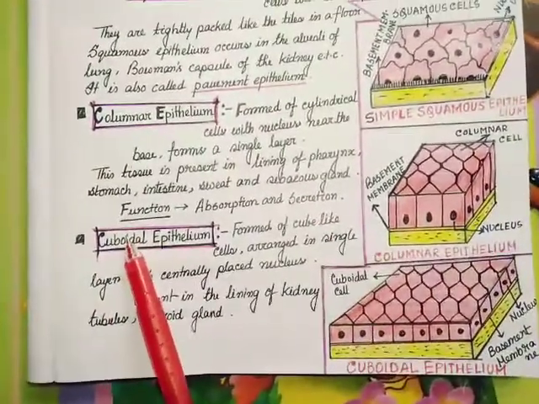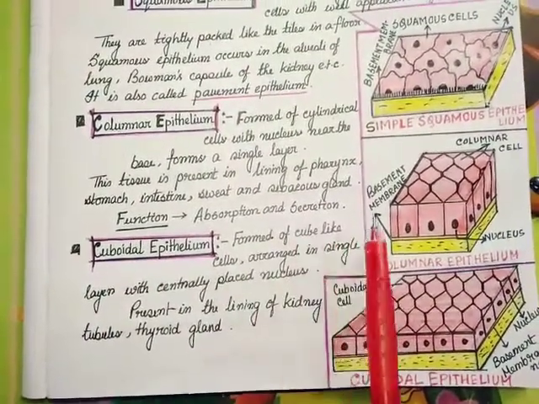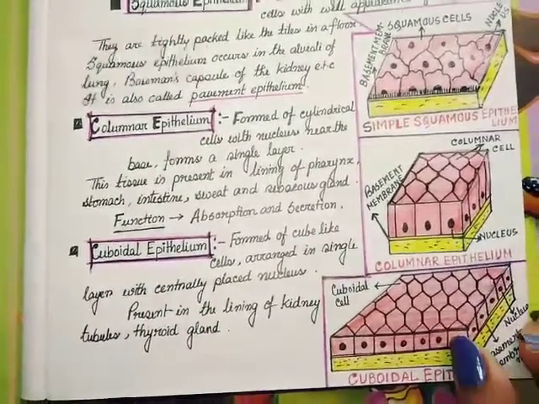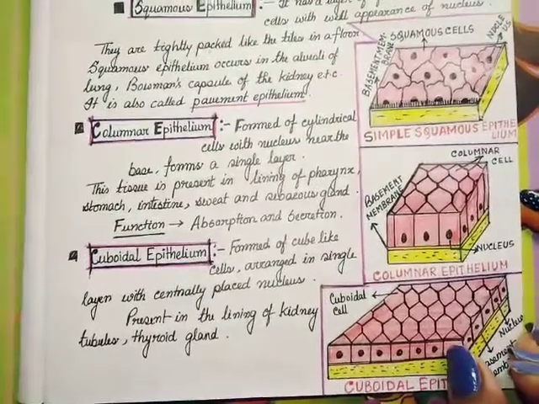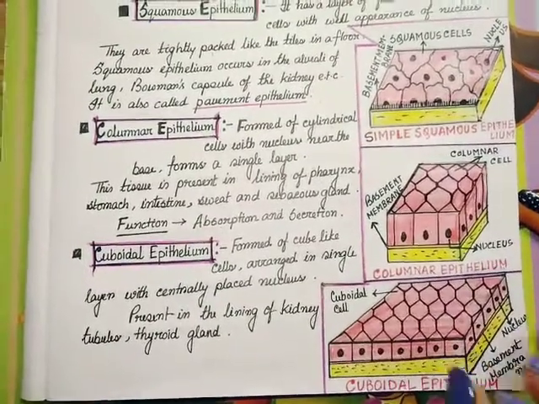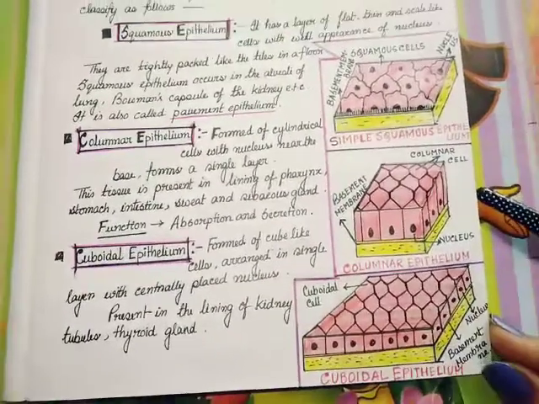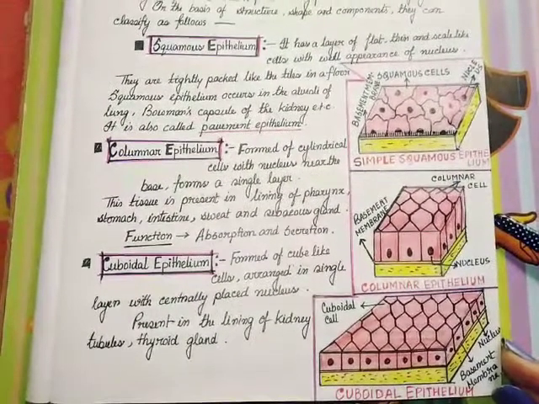Now, cuboidal epithelium, formed of cube-like cells arranged in a single layer with centrally placed nucleus, present in the lining of kidney tubules and thyroid gland. Again, the location and structure are important, and the diagram.